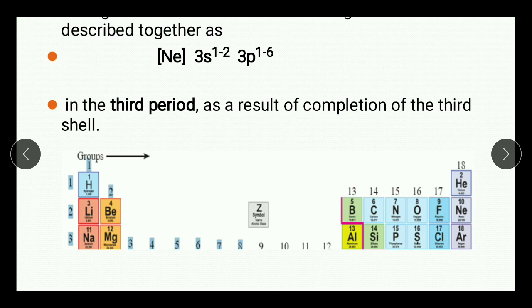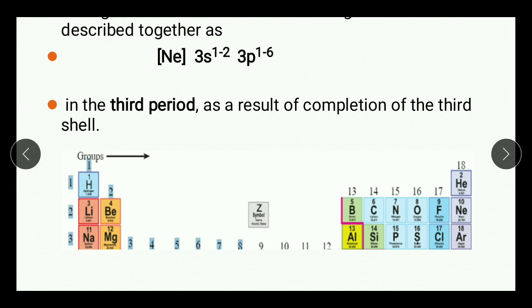Square bracket neon, 3s2, 3p1 will be aluminum, 3p2 will be silicon, 3p3 will be phosphorus, 3p4 will be sulfur, 3p5 will be chlorine, and 3p6 will be argon. And again at argon, the third shell will be complete. 3d is there, but it will be filled after 4s because it has more energy than 4s. Hence, there are only 8 elements in the third period as well.